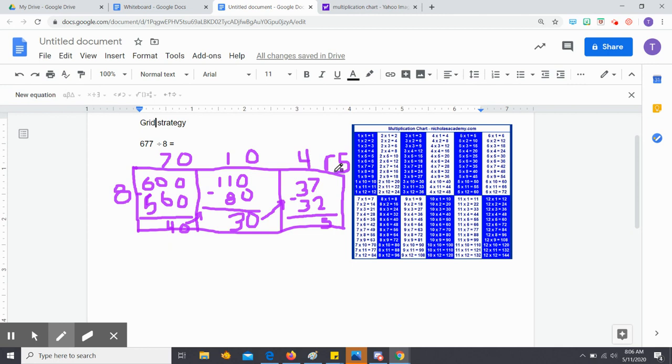So now I add up all the parts like I kind of did in any area model. So I go 70 plus 10, that's 80. 80 plus 4, that's 84, remainder 5. So my answer would be 84. Oops, there we go. Remainder 5. And that is how you use the grid strategy when your first digit, like this 6, is smaller than what you're dividing by, which is 8.